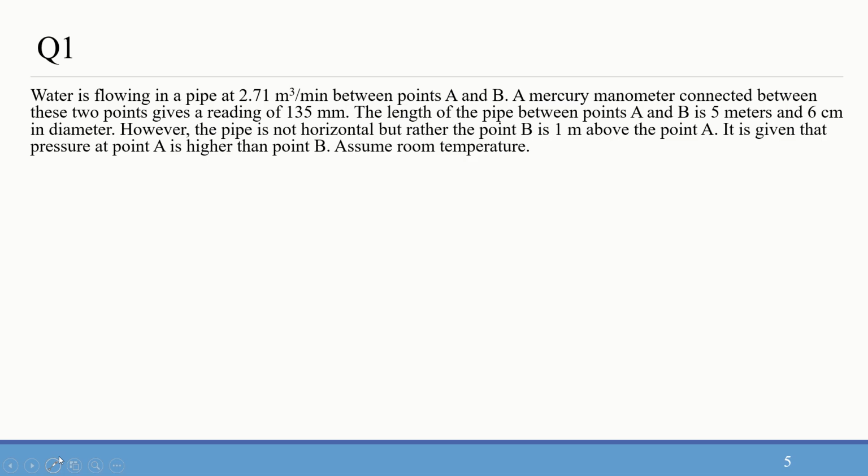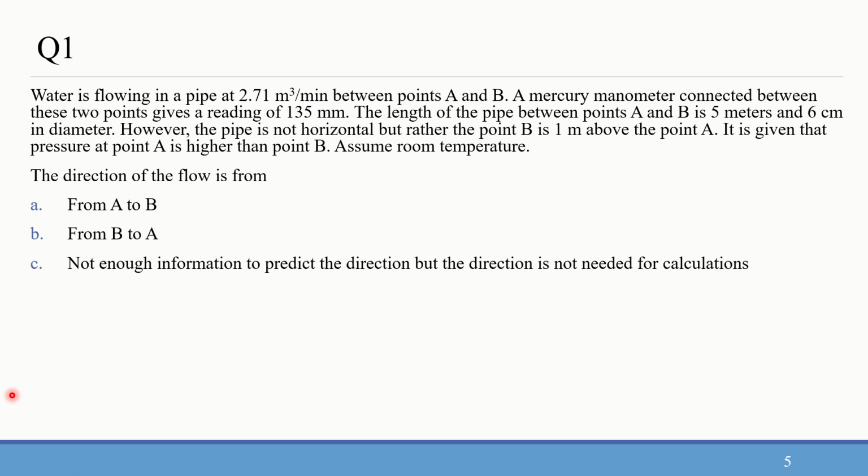So with that information, let us see what is asked in the question. The direction of the flow is from dash. Option A, from A to B. Option B, from B to A. Option C, not enough information to predict the direction, but direction is not needed for calculations. Option D, it can be either way but the direction is not needed for the calculations.